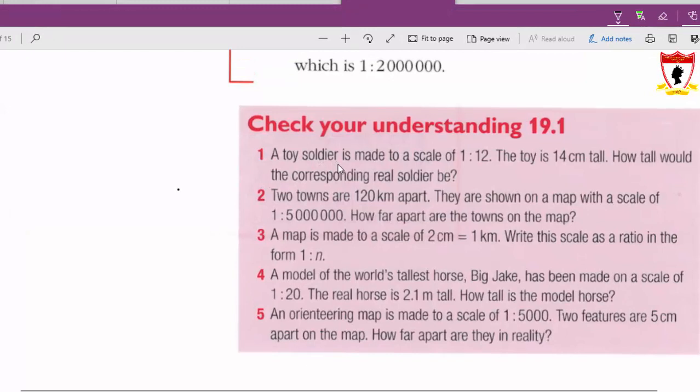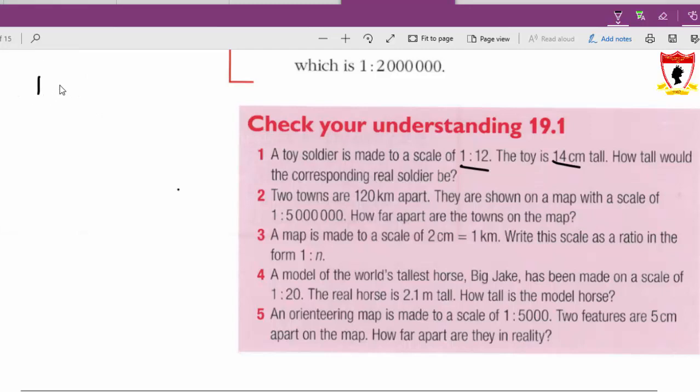A toy soldier is made to a scale of 1 to 12. The toy is 14 centimeters tall. How tall would the corresponding real soldier be? So in this question, we have a ratio and we have the length of the model. Then we need to find the height of the real soldier. So let's write the ratio.